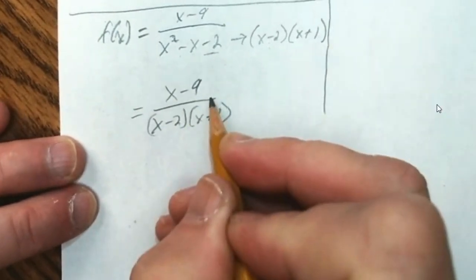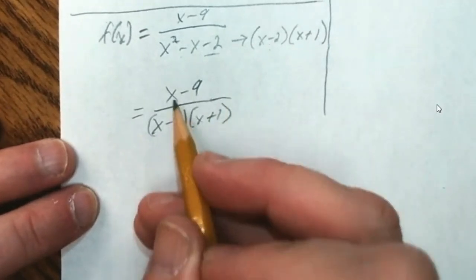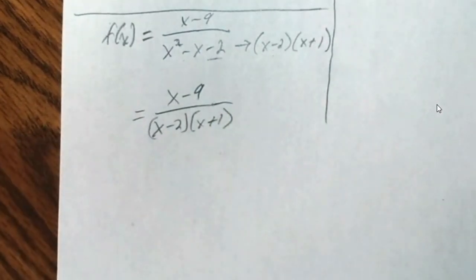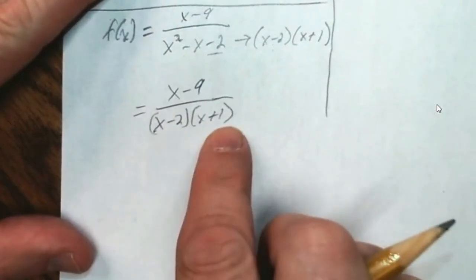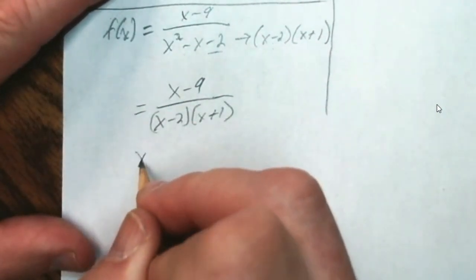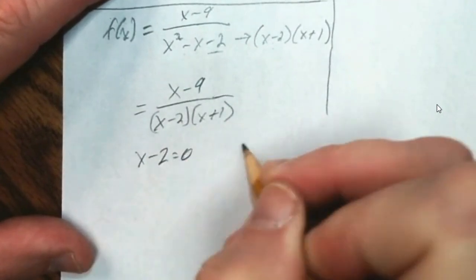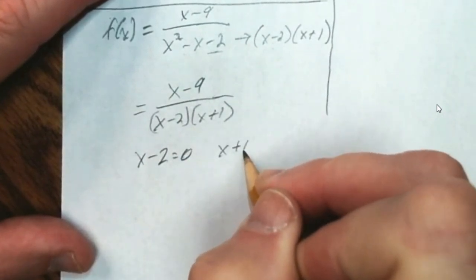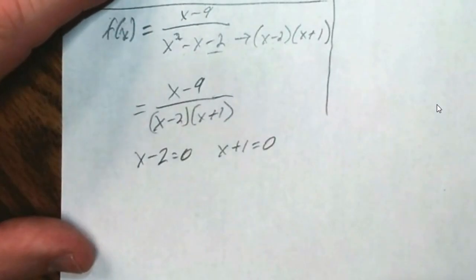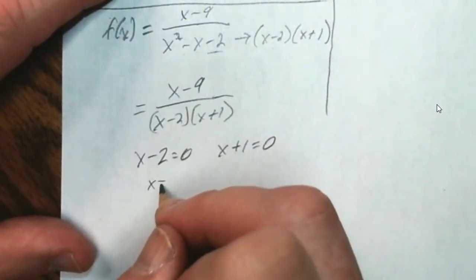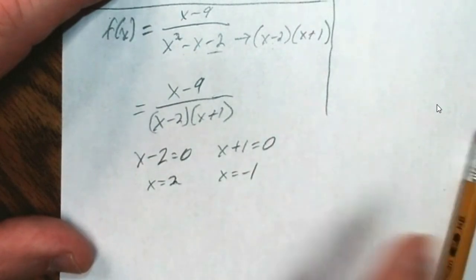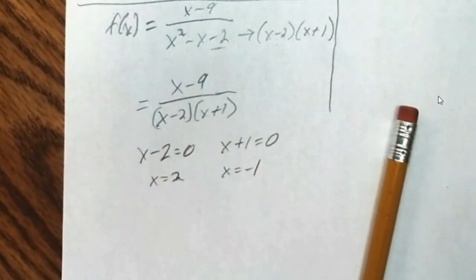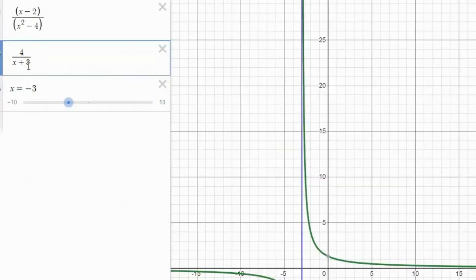Now notice, nothing cancels out. Nothing cancels out. But both of these are going to create asymptotes. Wherever x minus 2 equals 0, or wherever x plus 1 equals 0, will be an asymptote. So this is x equals 2, and x equals -1. We'll have 2 asymptotes with this equation, which we can easily see when we graph that.